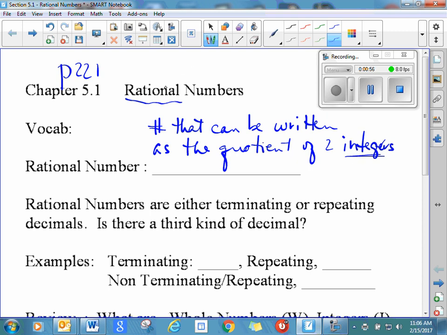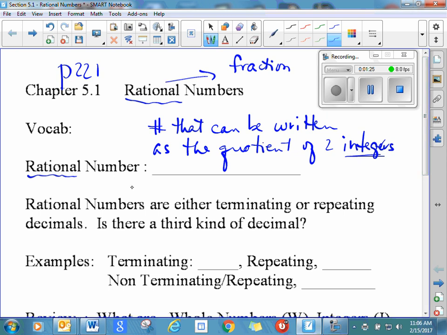So basically, rational numbers, this big math vocab word, is just another term for the word fraction. A fraction is the quotient of two integers. It has a numerator and a denominator, and it's got a fraction bar in between. So if you are looking at a fraction, you are looking at a rational number.